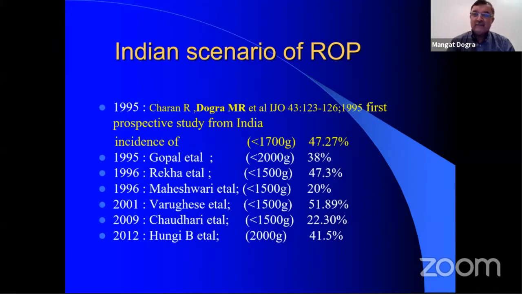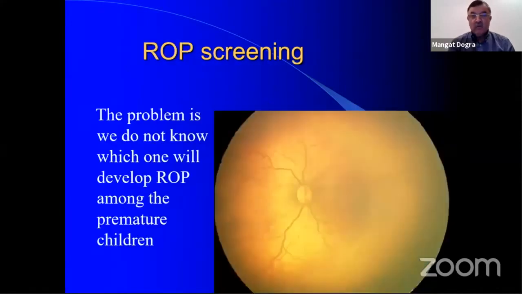Way back, this was the first thesis I had ever given in my life, to one of the BGs in 91, 92, which got published in 95 as a first prospective study. You can see it was 47.27%. Even now, recently, Hungi et al., this is from Anand Vinekar, the incidence is almost similar. So I think the problem is there. And the problem is also that we do not know which one will develop ROP among the premature children.